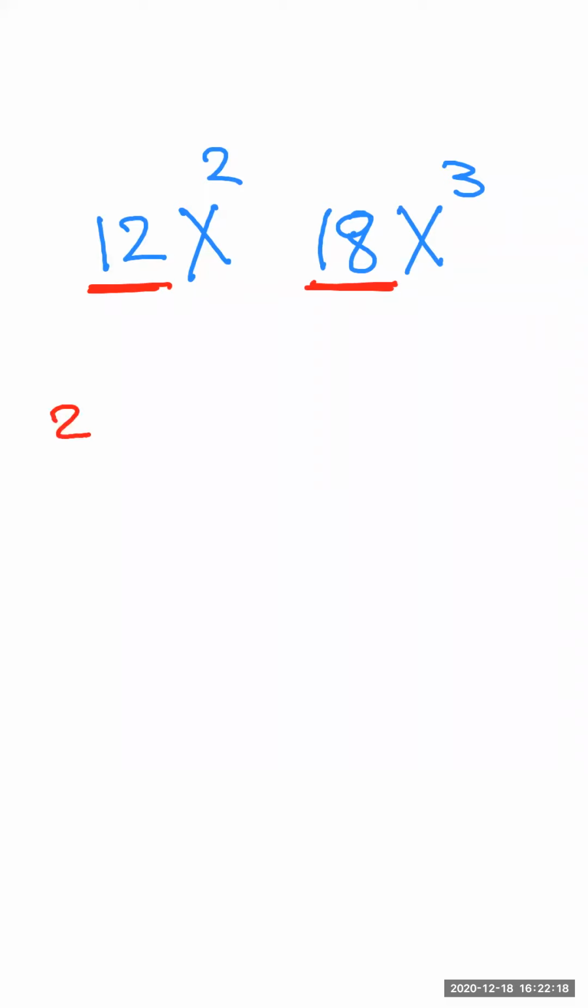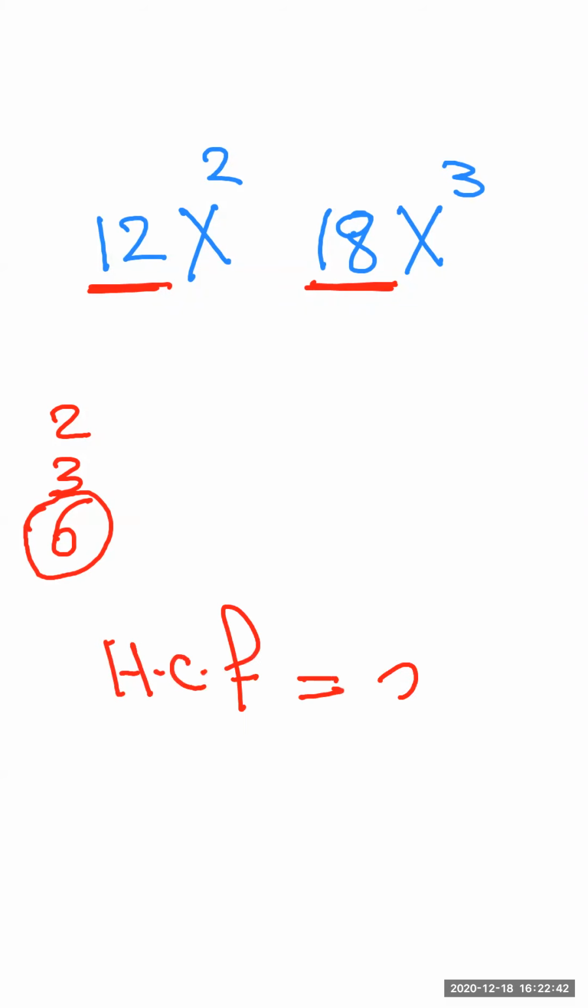Also divisible by 3. And also divisible by 6. So 12 divided by 2 means 6. 12 divided by 3 equals 4. 12 divided by 6 equals 2. And 18 also is divisible by 2 and 3 and 6. So the highest here is 6. So the highest common factor for these numbers equals 6. So this is related to the numerical coefficients.